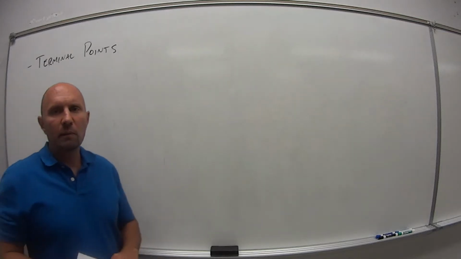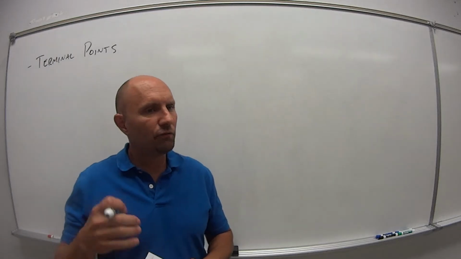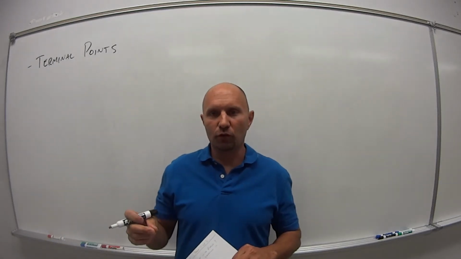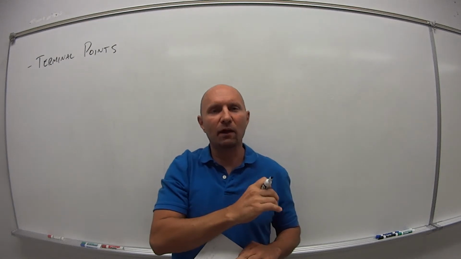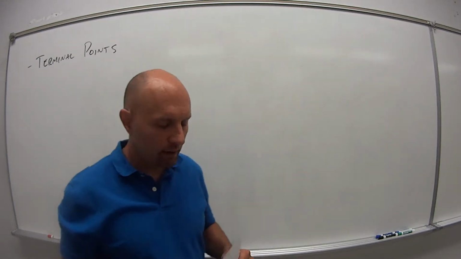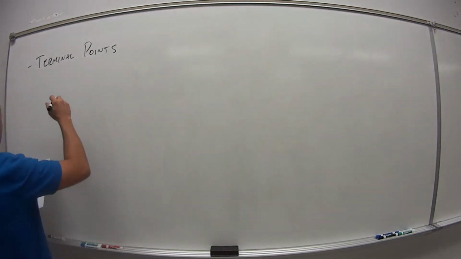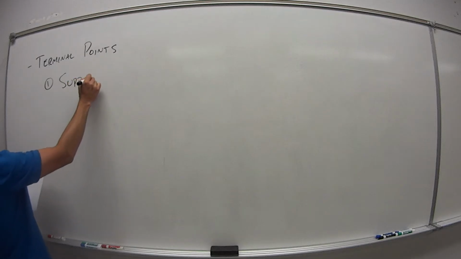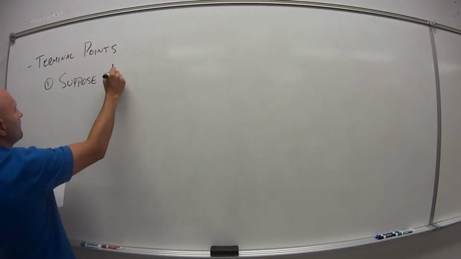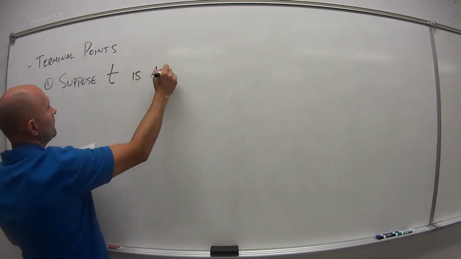So when we're talking about terminal points, we're talking about if we're on the unit circle and we move around the unit circle and we end up at some point. How do we figure out what that value is? So we have the following. First, suppose t is a real number.